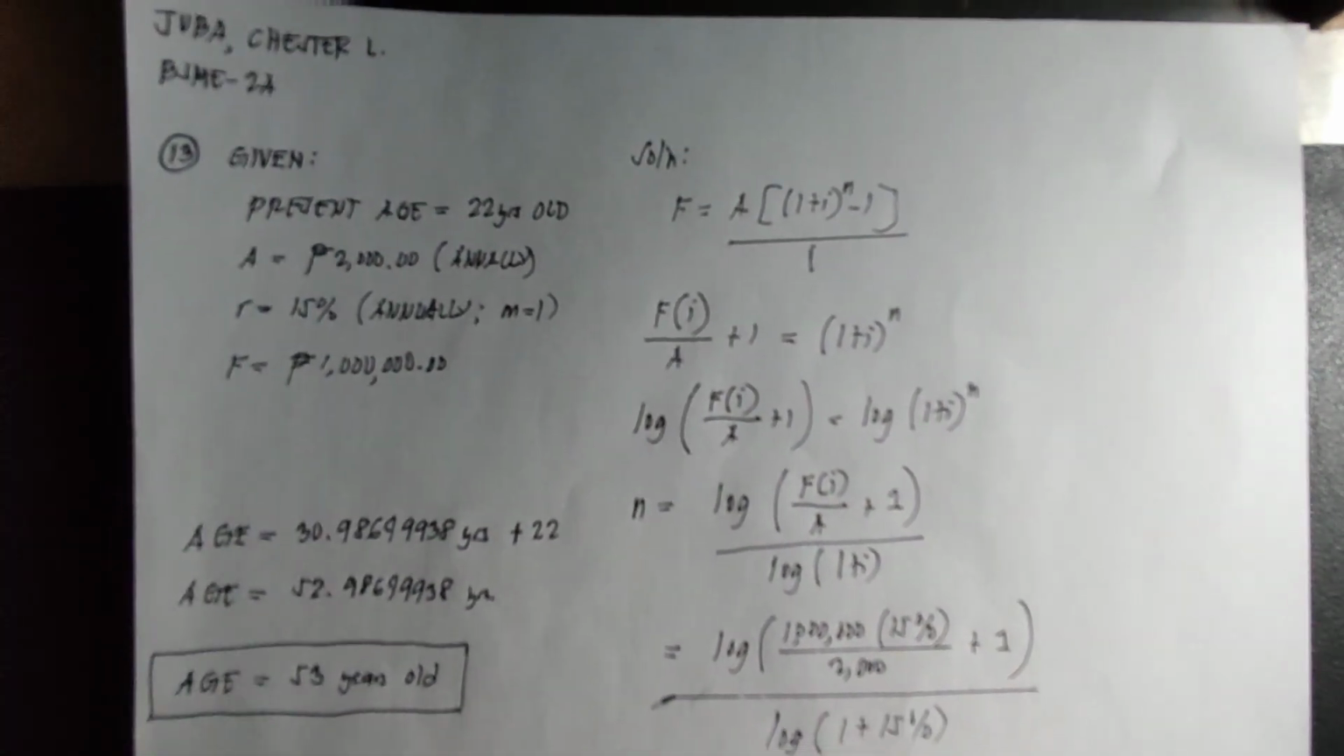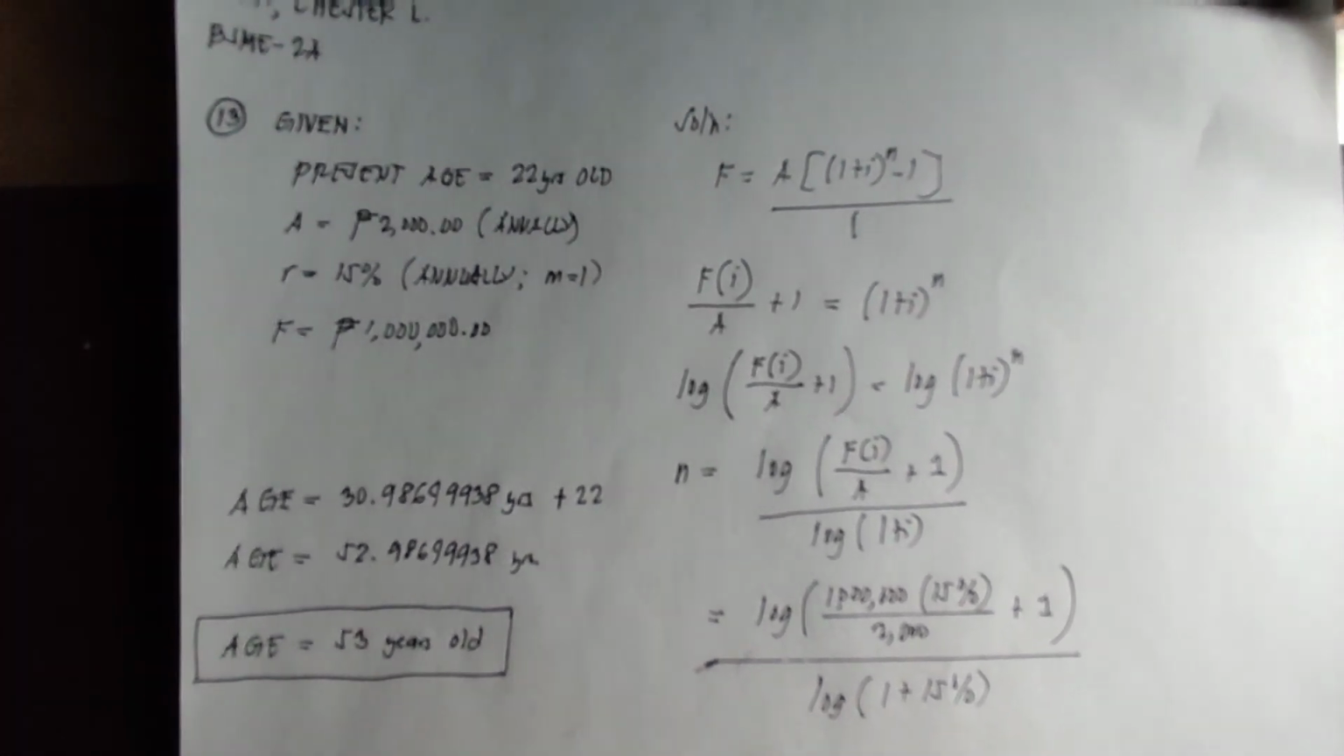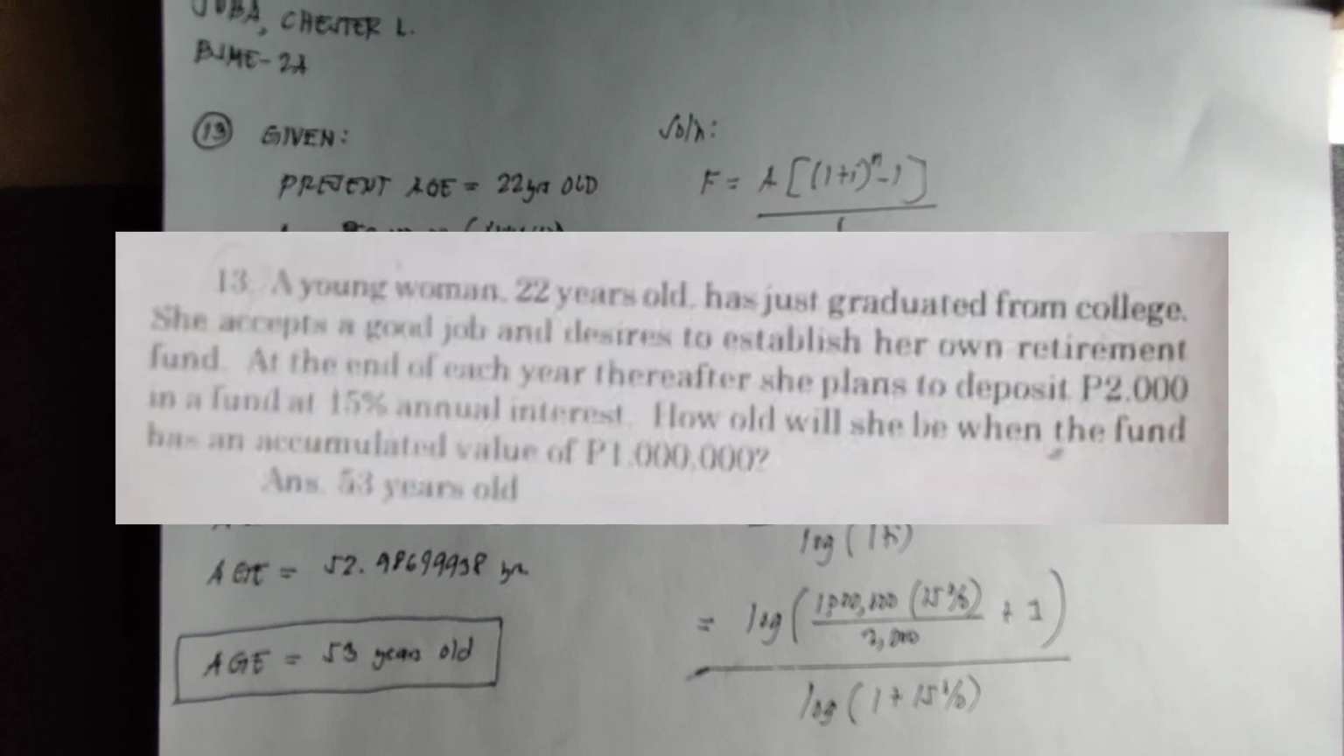So now let's go to number 13. A young woman, 22 years old, just graduated from college. She accepts a good job and desires to establish her own retirement fund at the end of each year. Thereafter, she plans to deposit 2,000 pesos in a fund at 15% annual interest. How old will she be when the fund has an accumulated value of 1 million pesos?